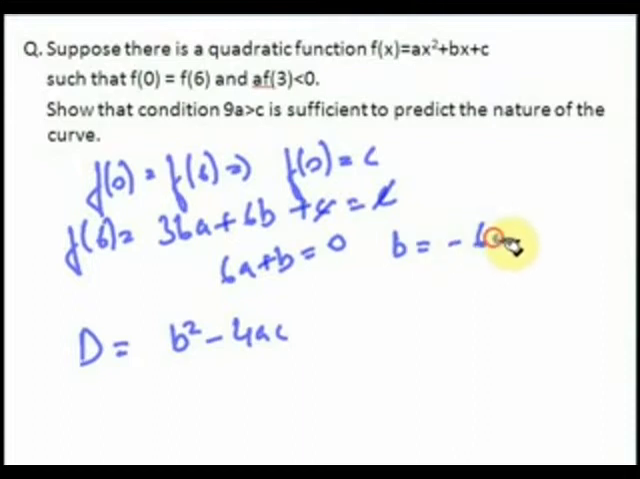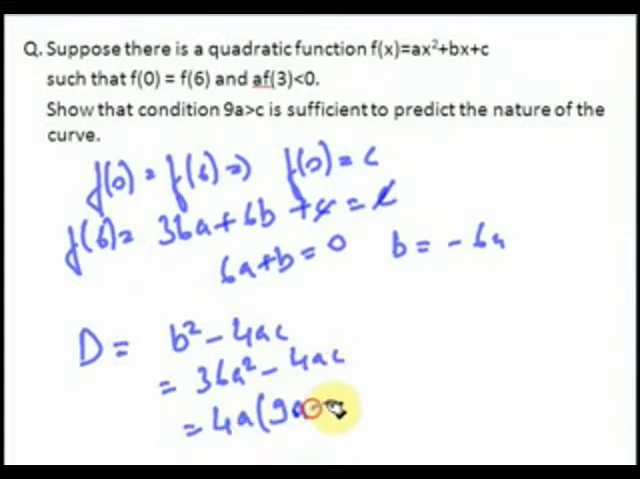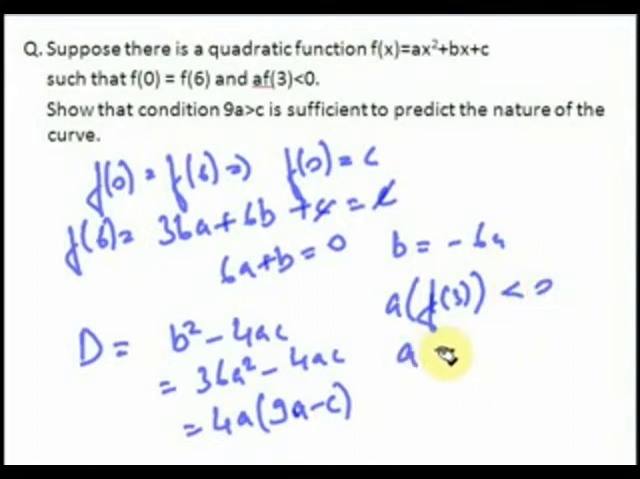Now to predict the nature of the curve, we need to find the d. D is equal to b square minus 4ac. We substitute the value of b is equal to minus 6a from the first expression. We get 36a square minus 4ac. If we take 4a common, we will get 4a times 9a minus c. To predict the nature of the curve, it's whether 9a is greater than c or less than c. This is the sufficient condition to predict the nature of the curve.